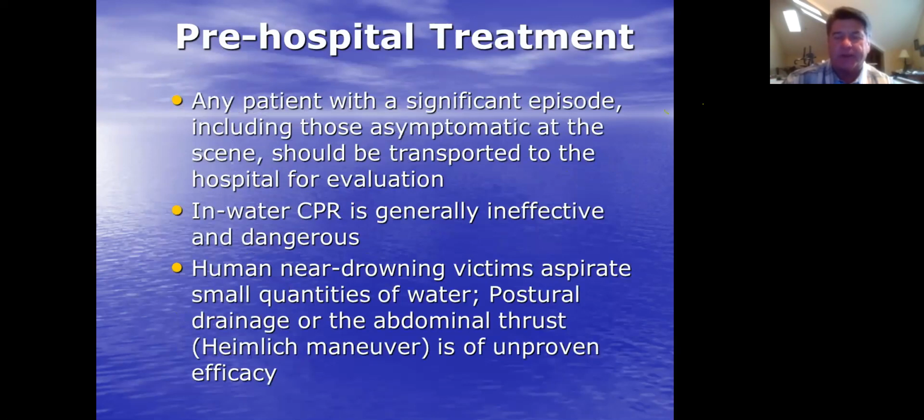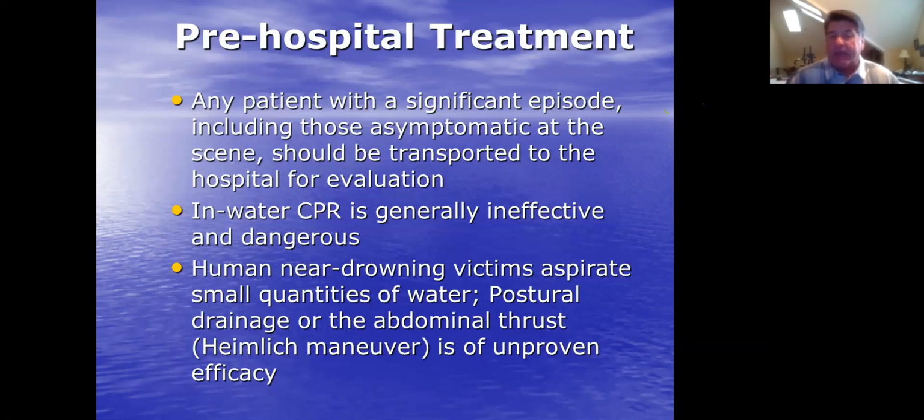So this is the important thing. Any patient with a significant episode, including those who are asymptomatic at the scene, should be transported to the hospital for evaluation. One of my favorite shift commanders, when he was talking to his EMS paramedics, said, "You have a duty to terrify." What that means is if you have somebody with something like drowning and the patient doesn't want to go to the hospital or the parents think the child is fine, your duty as a paramedic is to inform them of all the possible things that can happen, including delayed brain damage, delayed lung injury, all this stuff.